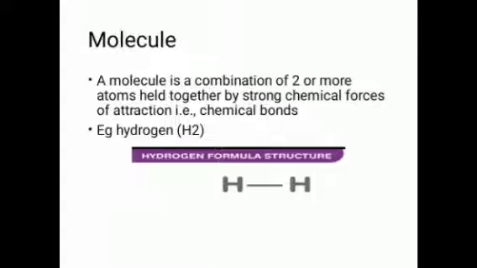First you must know the definition of the molecule. A molecule is a combination of two or more atoms held together by strong chemical forces of attraction, that is chemical bonds. The example here I have given is hydrogen, H2. This hydrogen molecule is made up of two atoms to form one hydrogen molecule.